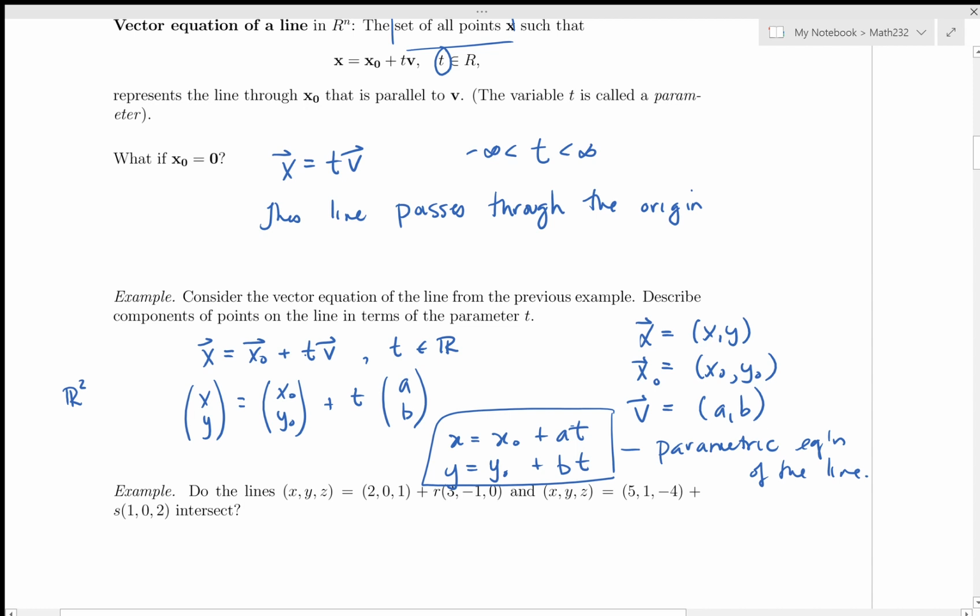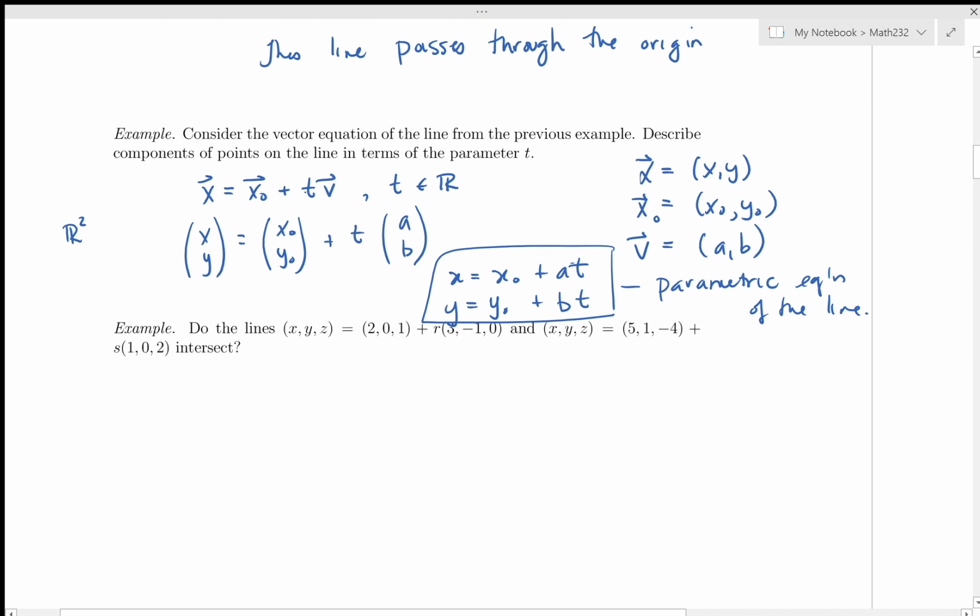Okay, let's take a question here. We've got 2 lines, line 1 right here and line 2 right here. And we're wondering, do they intersect? Well, what does that mean? Do they intersect? That means they have to share a point in common. So the question really is, do these 2 lines share a point in common?